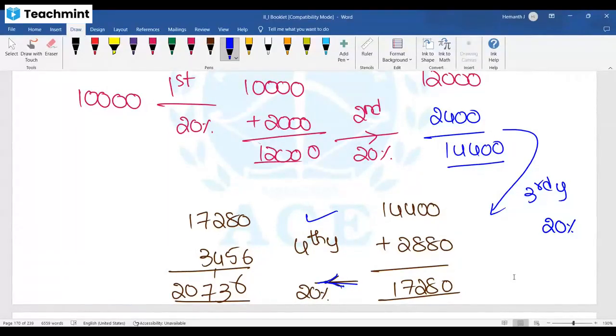If a calculator is allowed, what you can do is 10,000 into 120%, 120% like that, until it becomes more than 20,000. How many times you multiplied by 120% is the answer.